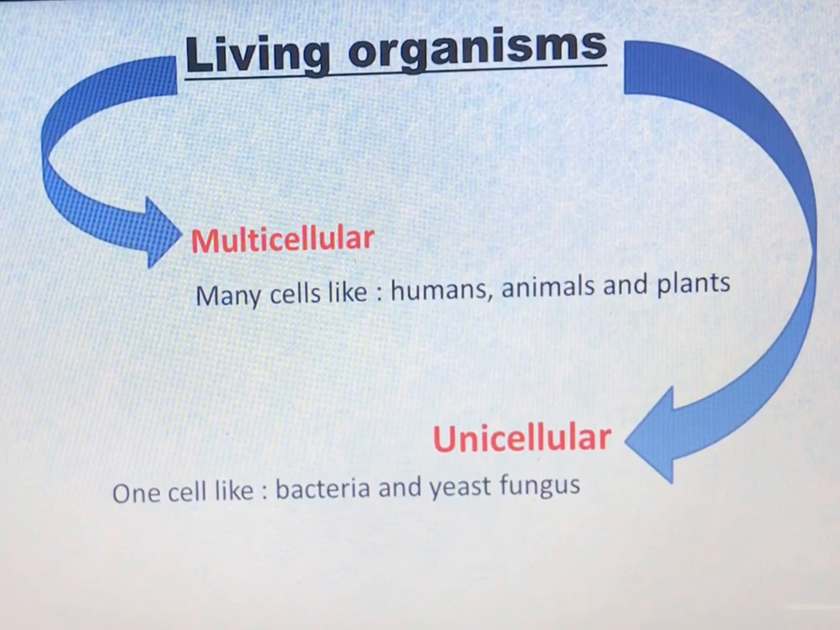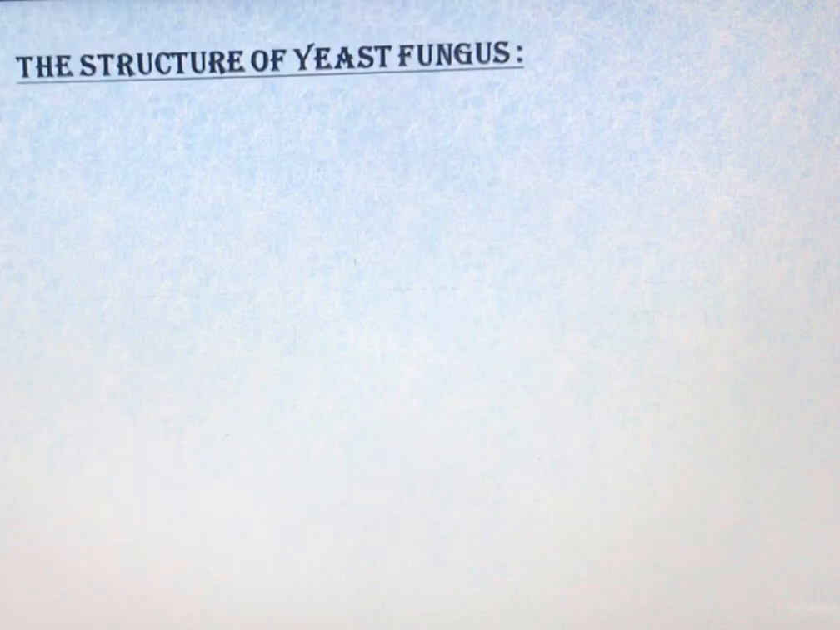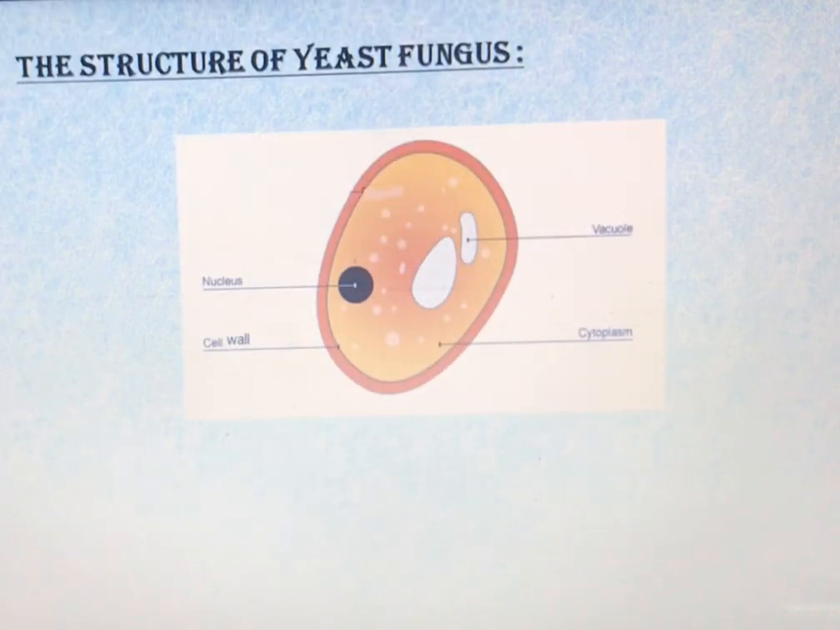Okay, let's know now the structure of yeast fungus. This is a photo of yeast fungus cell. It consists of nucleus, cell wall, sap vacuole, and cytoplasm. Again, nucleus for the cell division, cell wall, the outer cover to protect the cell, and one large sap vacuole, and finally the cytoplasm, which fills all the spaces in the cell.